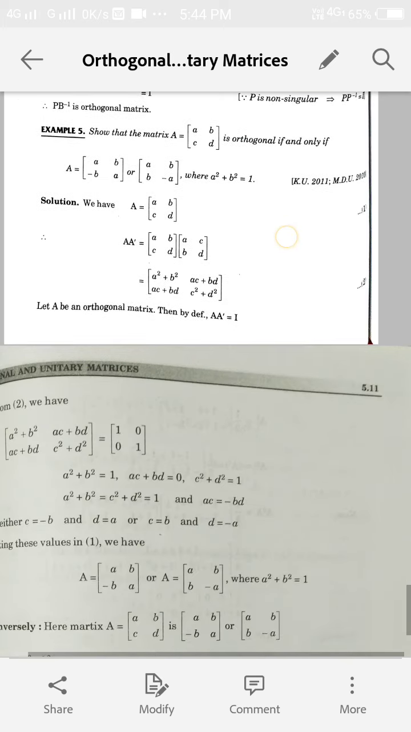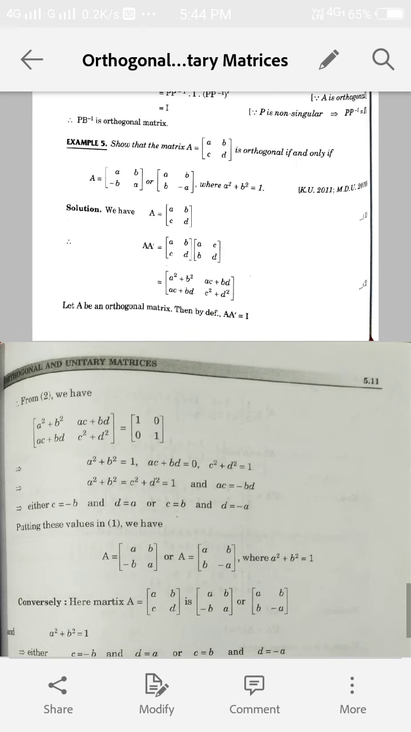Now again move on to the next example. It says, show that the matrix A, we are given a square matrix of order 2, its elements are a, b, c, d. This is orthogonal if and only if we can write A as either [a, b; -b, a] or [a, b; b, -a], where a square plus b square is equal to 1. So we are to prove that if square matrix A, whose first row elements are a b, second row elements are c d, is orthogonal, then what can you say about A?